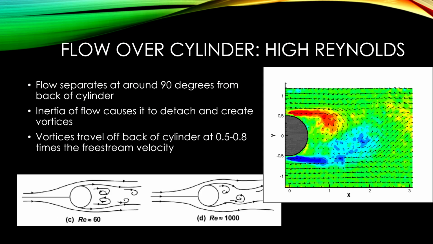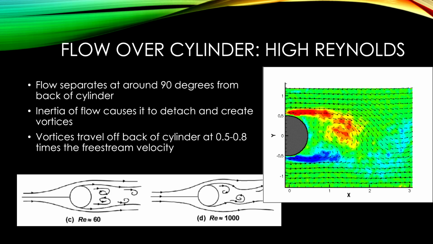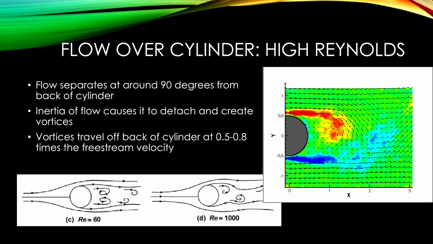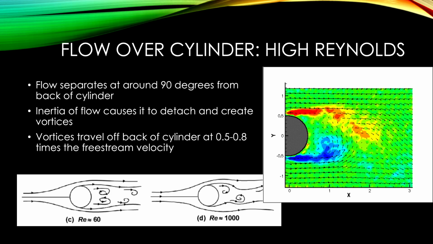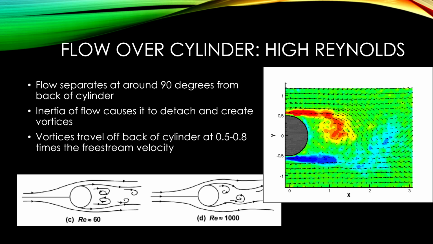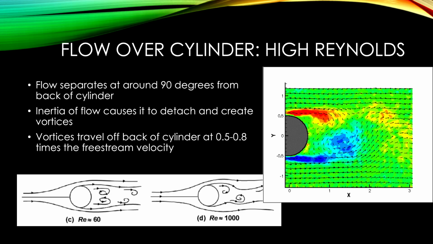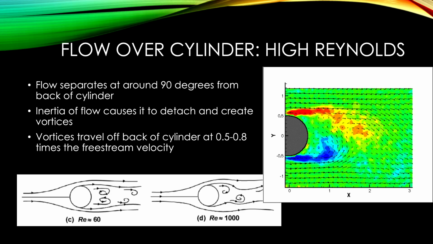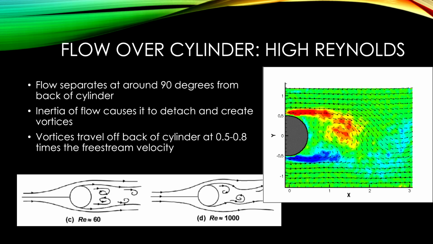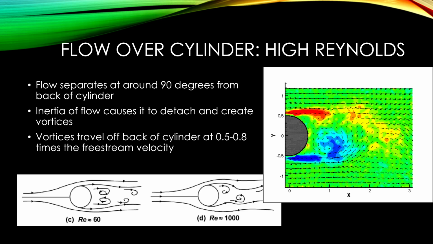For flow over cylinders at high Reynolds numbers, the flow separates about 90 or 60 degrees from the back of the cylinder. That would create these vortices, which detach from the cylinder because the inertia of the flow is higher than the viscous forces of the flow. And these are usually traveling at the back of the cylinder at about 0.5 to 0.8 times the speed of the free stream.